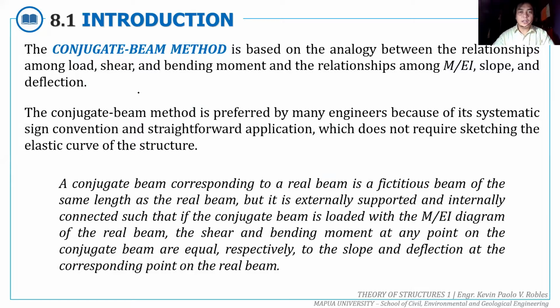So if you will recall, using the double integration method or the area moment method, the first thing that we need to do is to draw the expected elastic curve or the deflected form of the beam, because based on the elastic curve, we draw the deviations and the change in slope, by drawing the tangent lines. So in this method, the conjugate beam method or the CBM method, we don't need to draw the deflected form or the elastic curve of the beam.